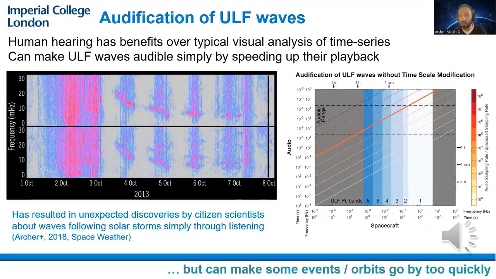Here's 3 days worth of idealized data from a different satellite in a different orbit. Everything just happens way too quickly. So it made us think, is there a way that we can tackle this to make these waves, applied to any satellite, as audible as possible, as good as possible to listen to, without tinkering with the underlying data, without messing with it too much?